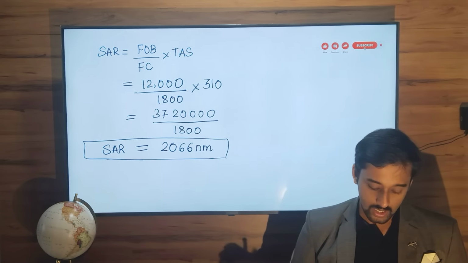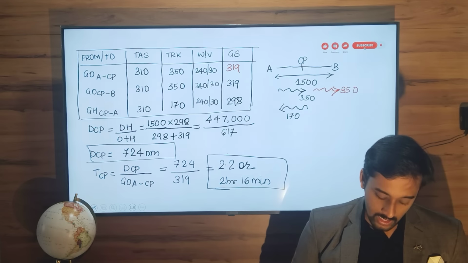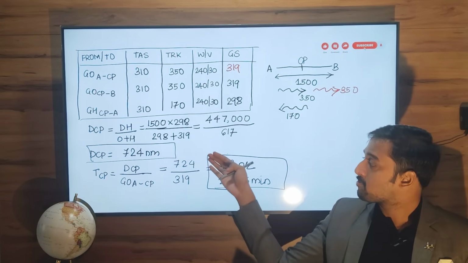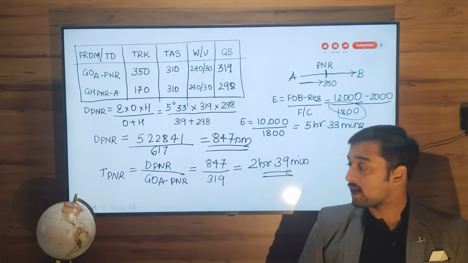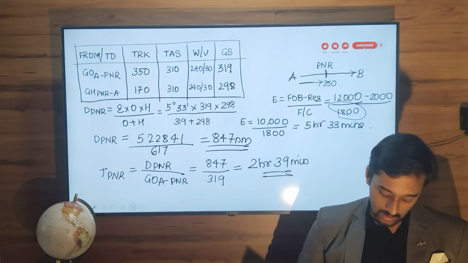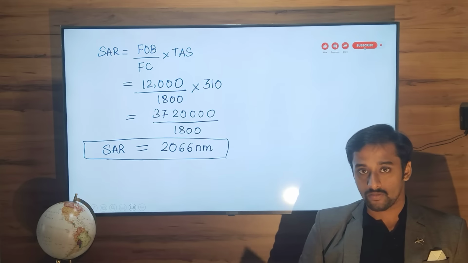Okay, so remember this. With this, we have solved all three parts of the question: CP, time to CP, distance to PNR, and time to PNR, and still air range.